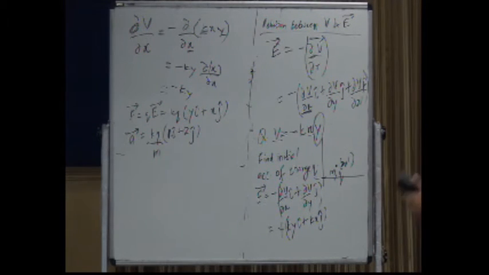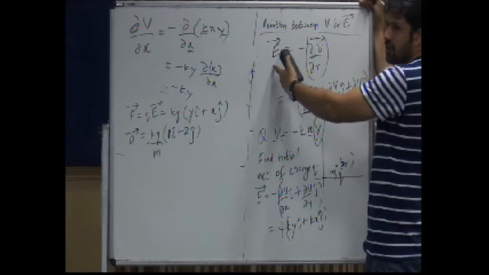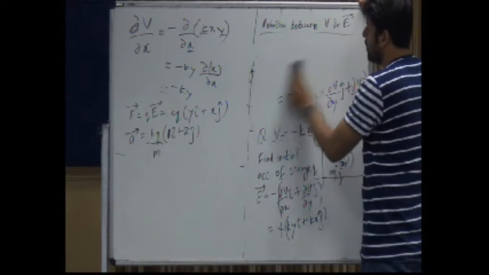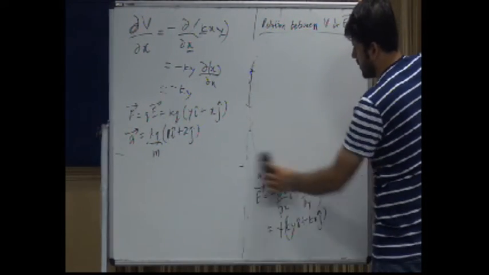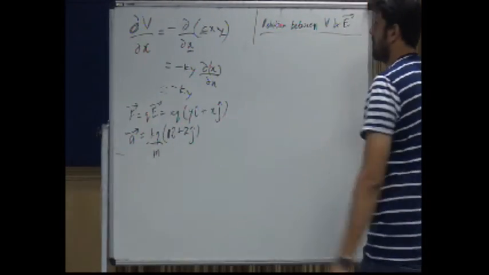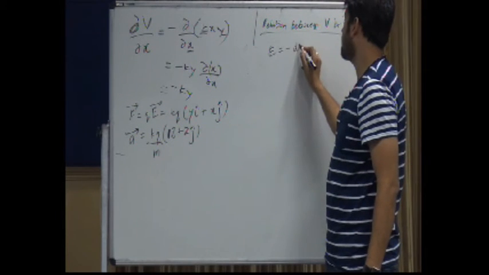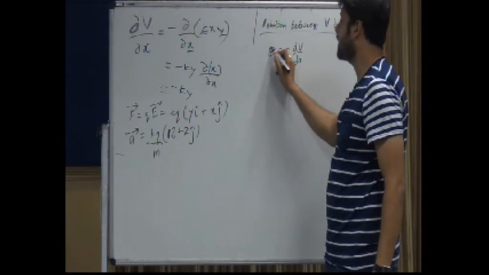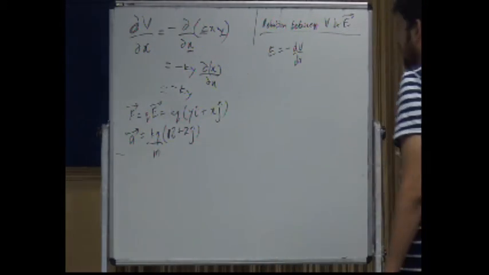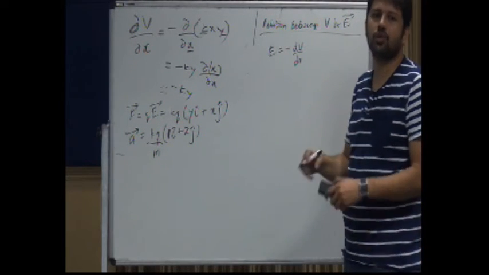Shall I continue? So the relation when V is given and you need to find E, this is the relation. Let's go in the reverse way. You know that E is this. Let us assume that V is given in terms of r. When V is given in terms of r, this holds true, because there is no other variable.